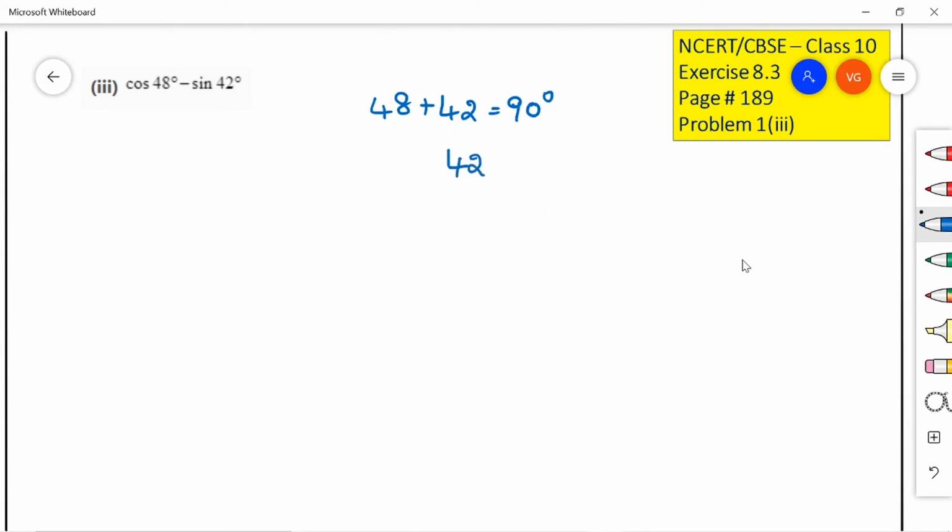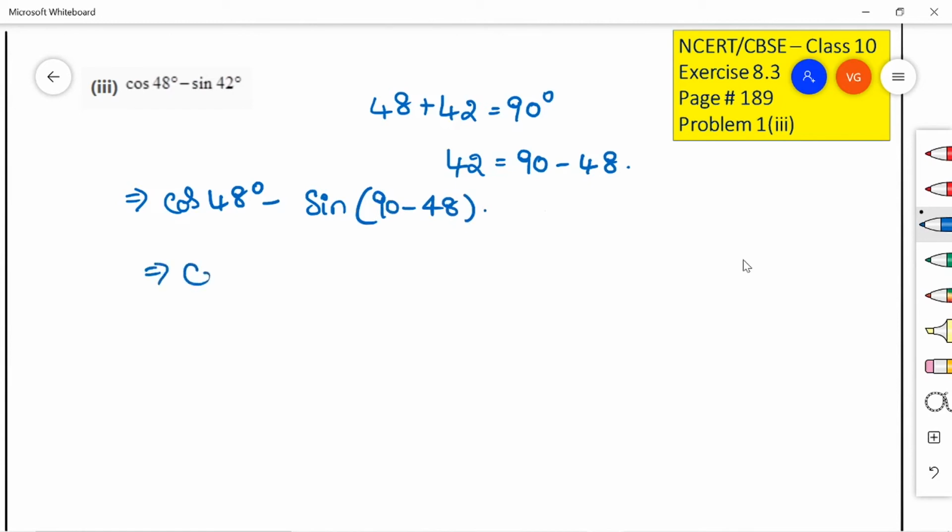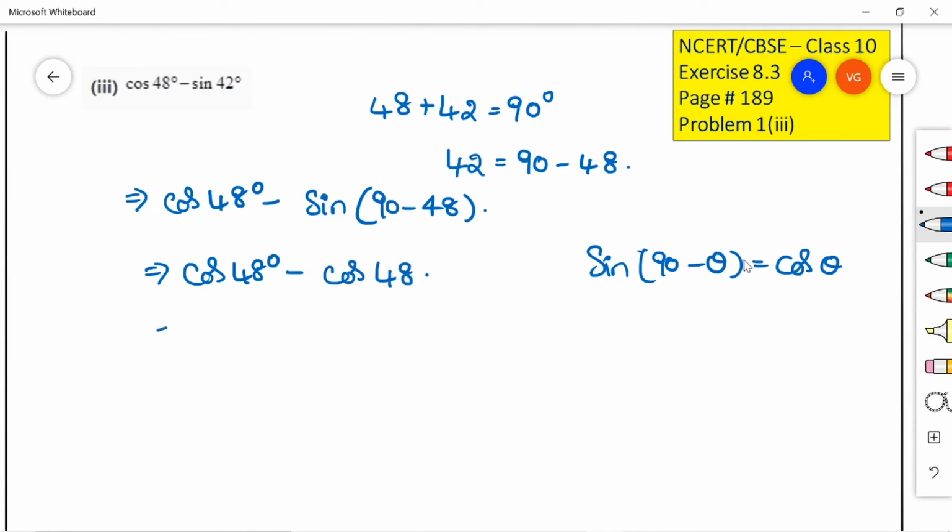So 42, I am writing as 90 minus 48. So see here, cos 48 degree minus sin, in place of 42 we can write 90 minus 48. So here cos 48 degree minus sin 90 minus theta. The sine of 90 minus theta is nothing but cos theta. So sin 90 minus 48, we can write as cos 48. So cos 48 degree minus cos 48 degree is 0. So the answer for this problem is 0.